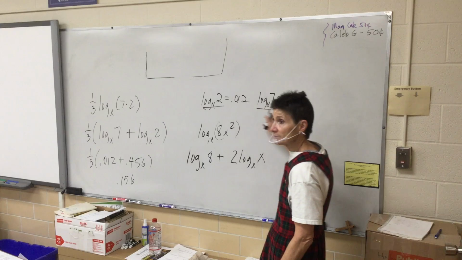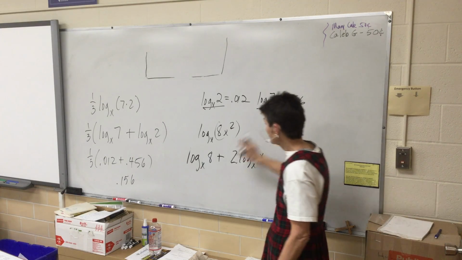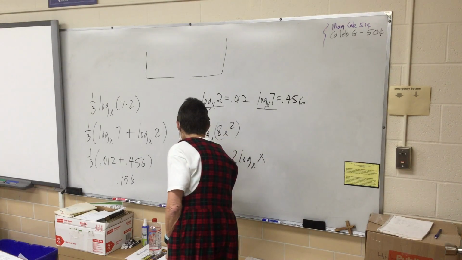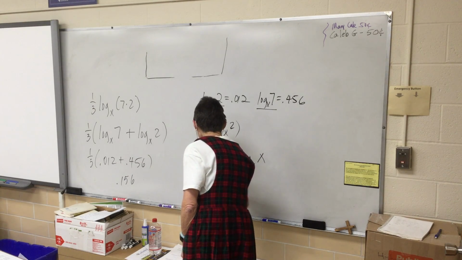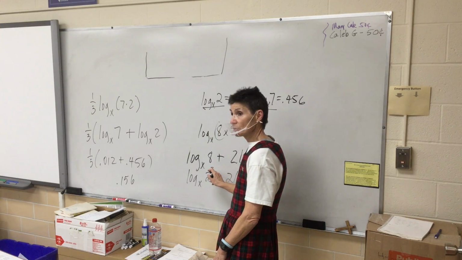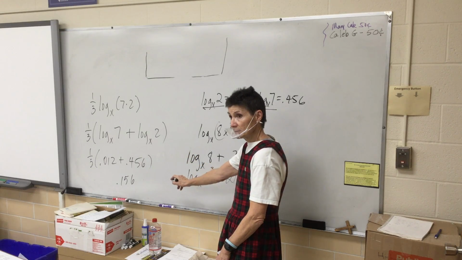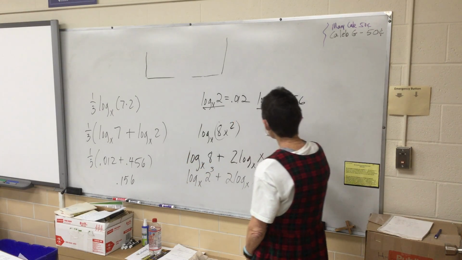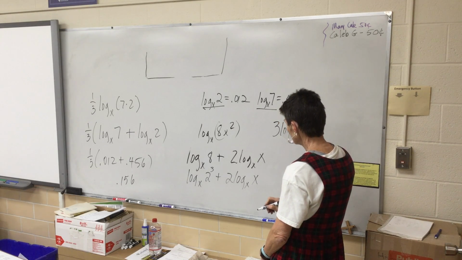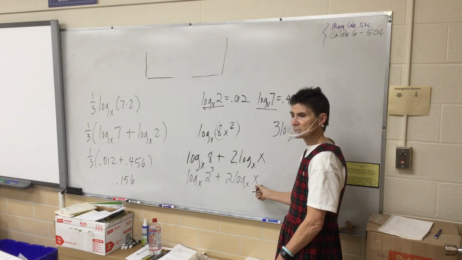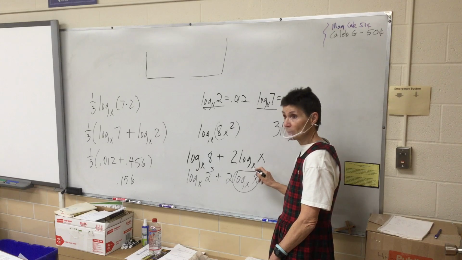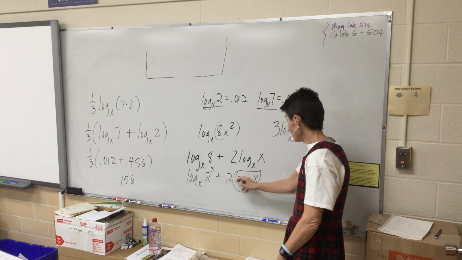Now, what do I do with the 8? Remember, this is the given. They didn't give me 8. What am I going to have to do with that 8? 2 cubed. So as soon as I write it as 2 cubed, then I can take that 3 out in front. So I'll have 3 log base x of 2. What about this? That's 1. Good. I don't know who said that, but you're right on target. That's 1. So this is just plus 2.